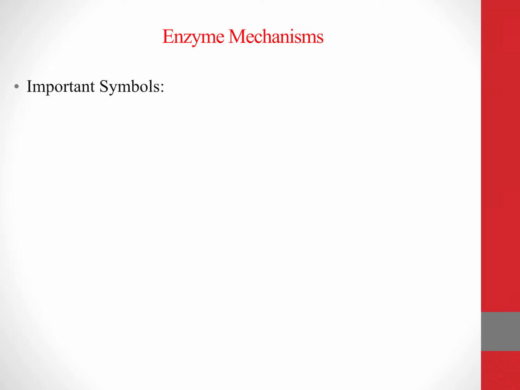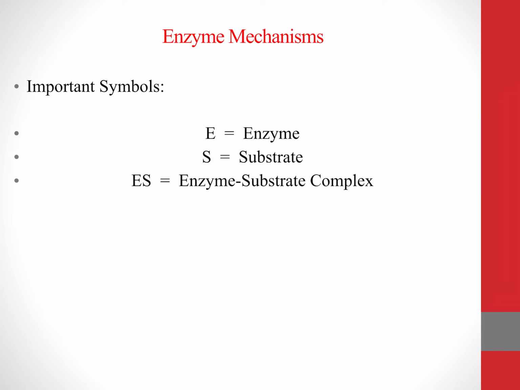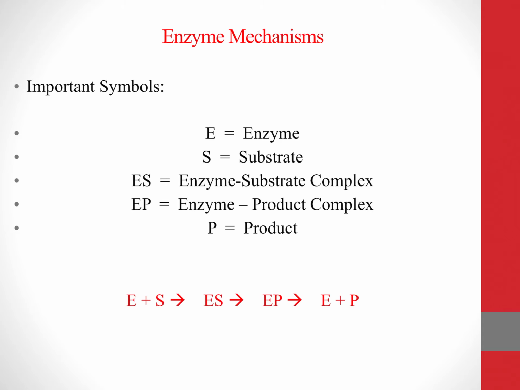These are some important simple symbols representing the enzyme, the substrate, the enzyme substrate complex, the enzyme product complex, and the product. Okay, so here it is. We have the enzyme plus the substrate, and it goes to the enzyme substrate complex.